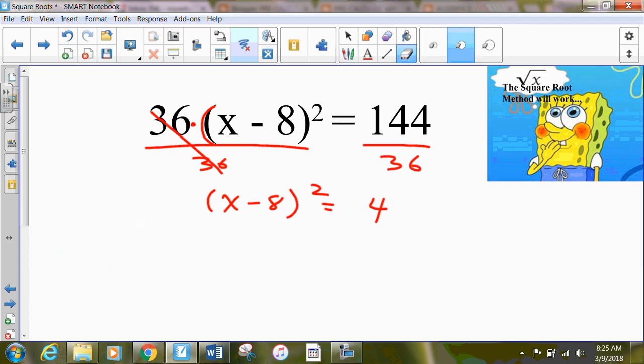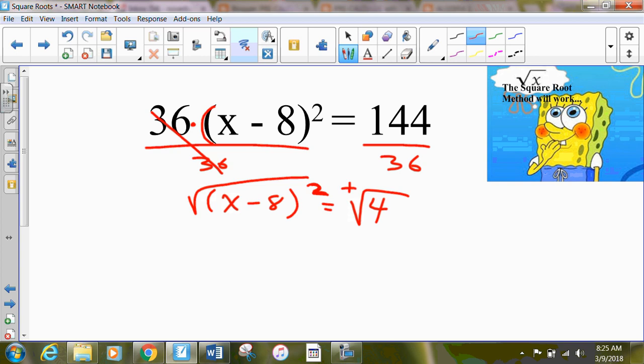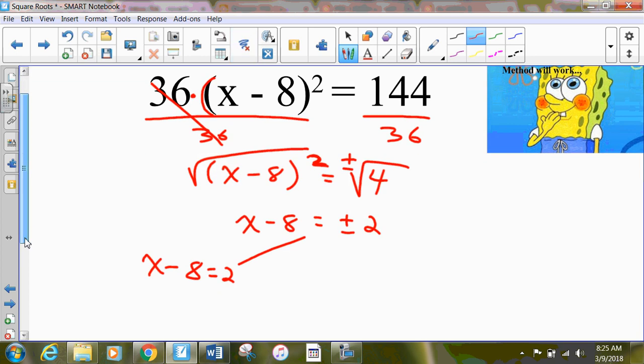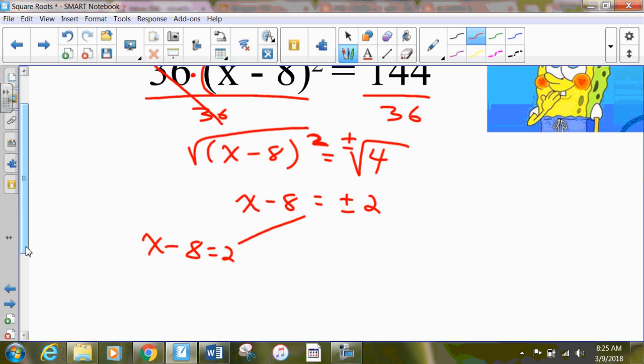So now to get rid of this square, we're going to square root both sides. Anytime we take the square root of both sides of the equation, we have to put a plus or minus. So the square root and the square cancel each other out, and we're left with plus or minus 2. Once again, now we have one equation that turns into 2, because either x minus 8 is going to equal 2, or x minus 8 is going to equal negative 2.